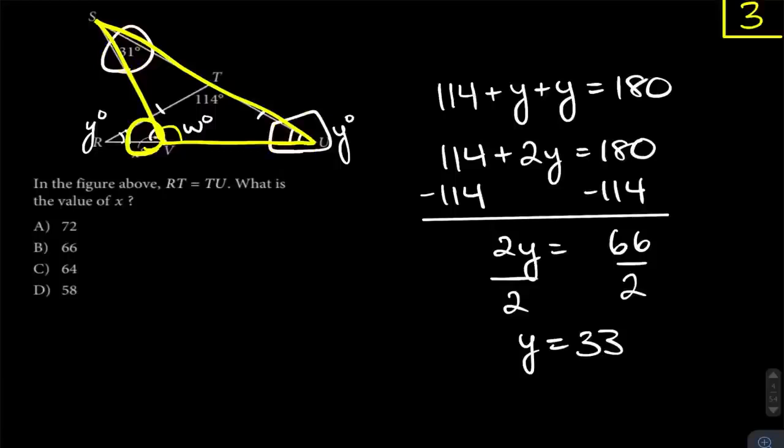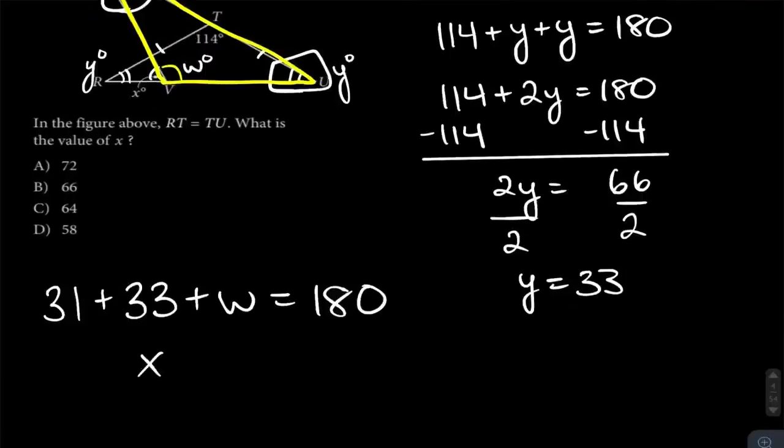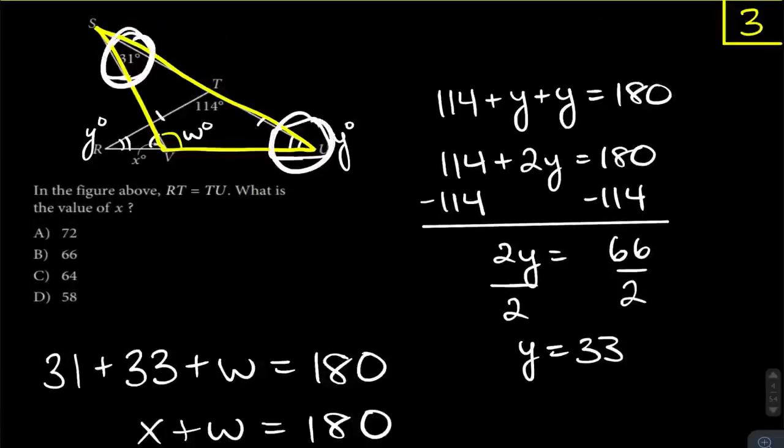Why is that, though? Well, let's look at it this way. This 31, plus this y, which is 33, plus w, the other angle in the triangle, have to equal 180. We also know that x and w are supplementary, so x plus w is equal to 180. Do you see here how x is then equal to 31 plus 33? x is equal to the sum of the other two angles.